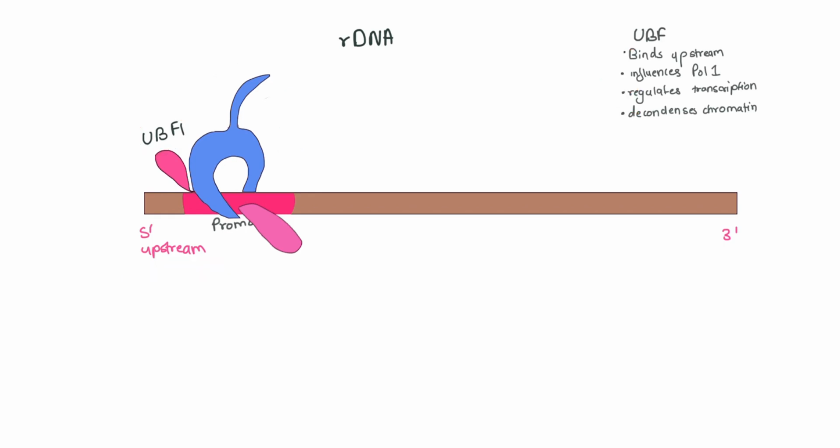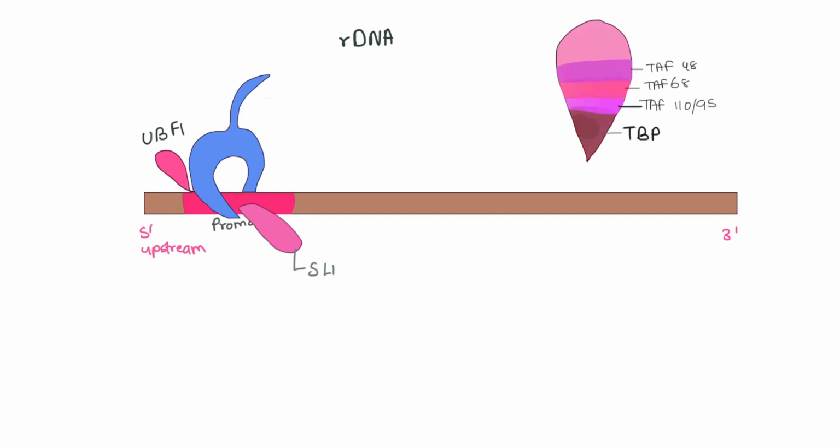Now, the second transcription factor is also known as SL1. SL1, structurally speaking, is quite a complex factor. There's a TATA binding protein found near one end. Then we have three different types of TATA associating factors, namely 48, 68, 110/95. And then recently there was also a discovery of two additional TAFs, namely TAF41 and TAF12.